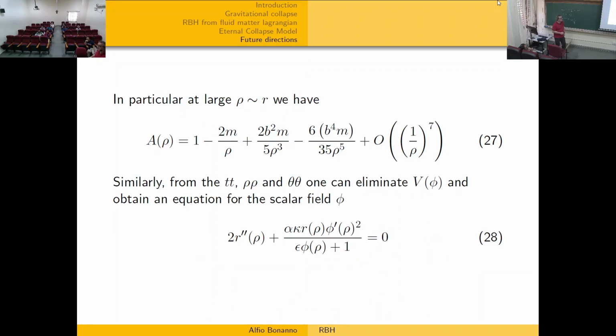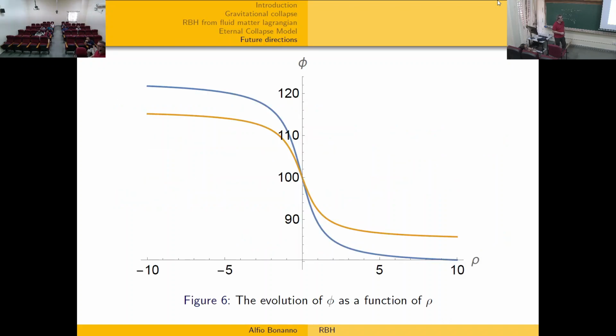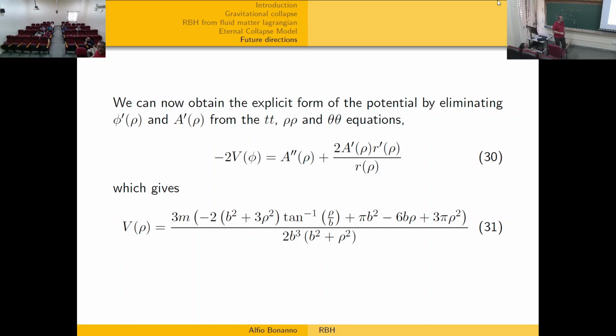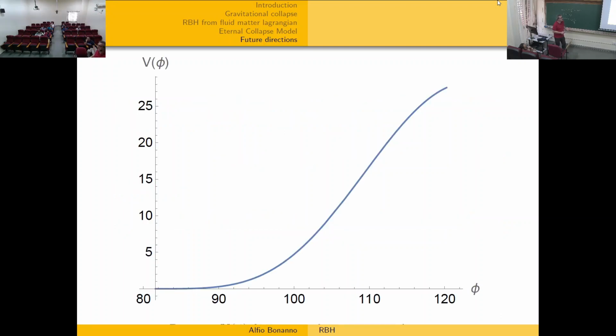So you can have horizons here and things are regular, but for large R you are back to the Schwarzschild solution, and you can eliminate V of phi and get an equation for R double prime in rho, and this is phi as a function of rho from this solution. In this case, you can get phi as a function of rho in this way, which makes sense. And your potential is given by this expression. And it's a nice potential. You see, V of phi has this form, so it's not crazy, this potential.